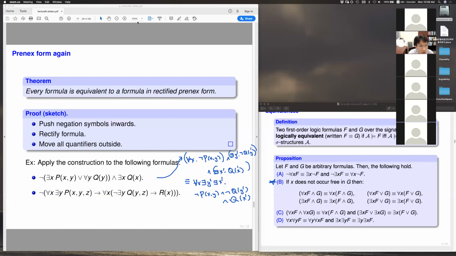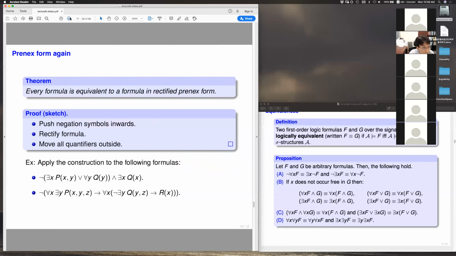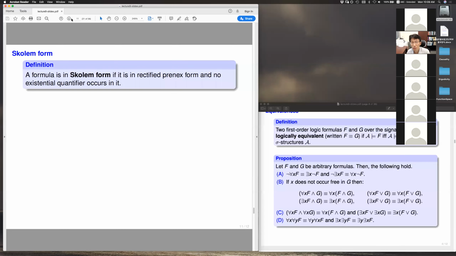Okay, so now the really important concept. Maybe we have about 5 minutes. I'm gonna talk a bit about this important concept and complete this discussion maybe on Wednesday. The really important concept is the Skolem form. For a formula to be in Skolem form, it should first be in a rectified Prenex form.